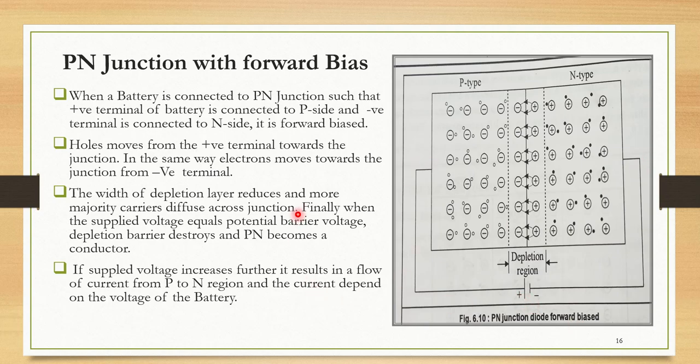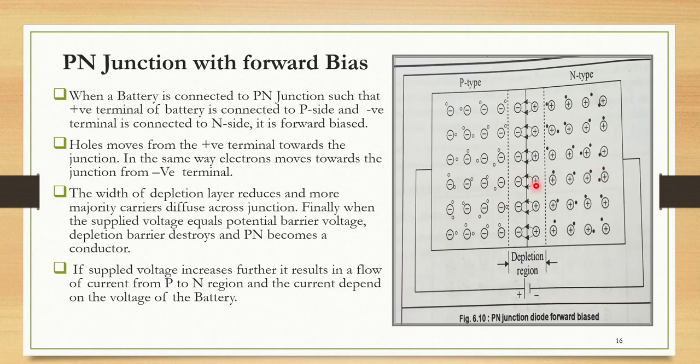Now what happens? Let us see. When positive charge comes here, holes move from the positive terminal towards the junction, because this is the positive charge coming, so it moves to the junction. Same way, electrons also move from this side towards the junction. From the negative terminal, they go away and come here. So what will happen?